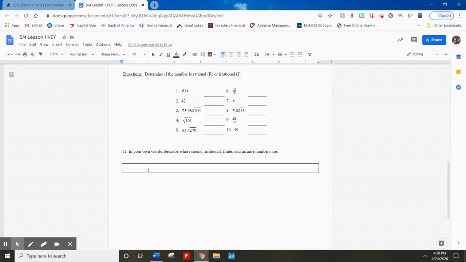So we have 61 pi. There is a pi button in your calculator. Do not use 3.14 as pi, because that's not the exact number for pi. So we have 61 pi. Type in 61 pi into your calculator and press enter. So I see 191.6371519. Fills up my whole calculator screen.